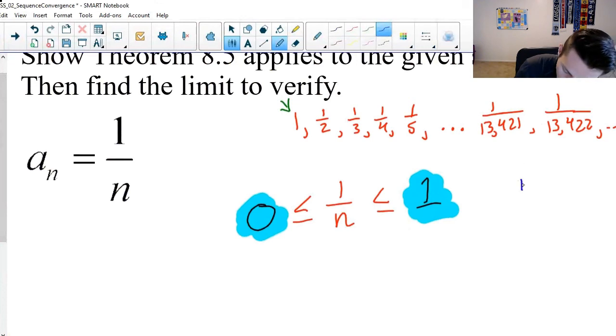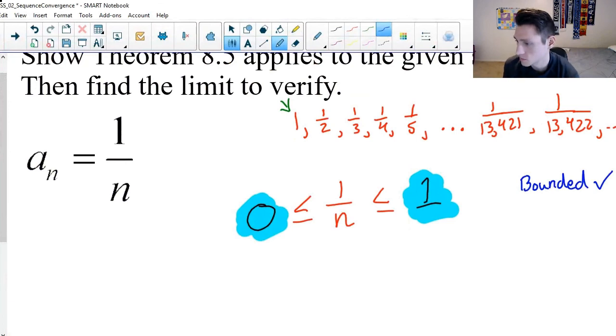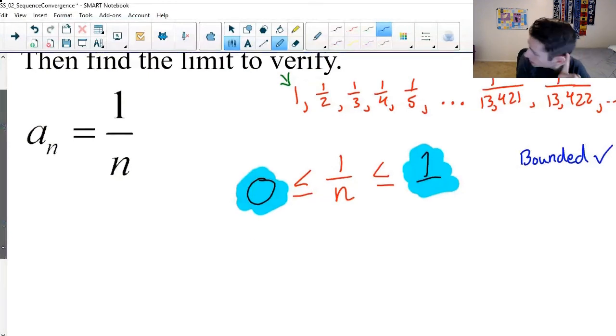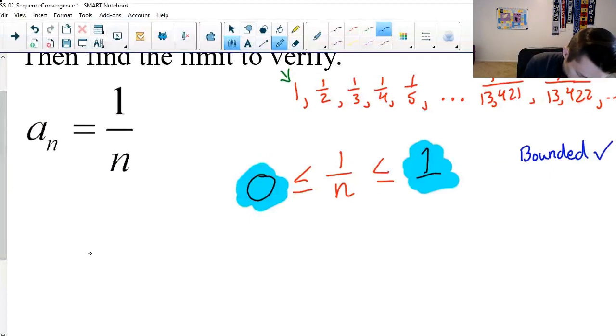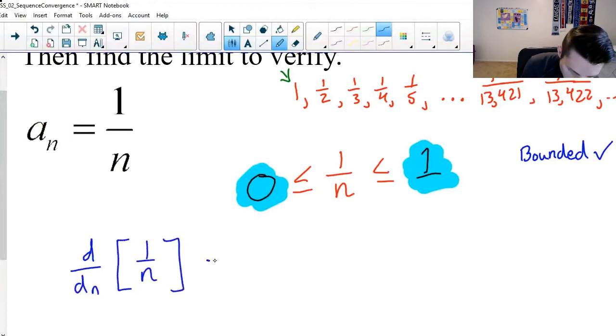So in thinking about the theorem, is it bounded? Yes, it is. We know that part. Now, is it monotonic? Well, let's look at the derivative. The derivative of 1 over n. Remember, think about that as n to the negative first power.